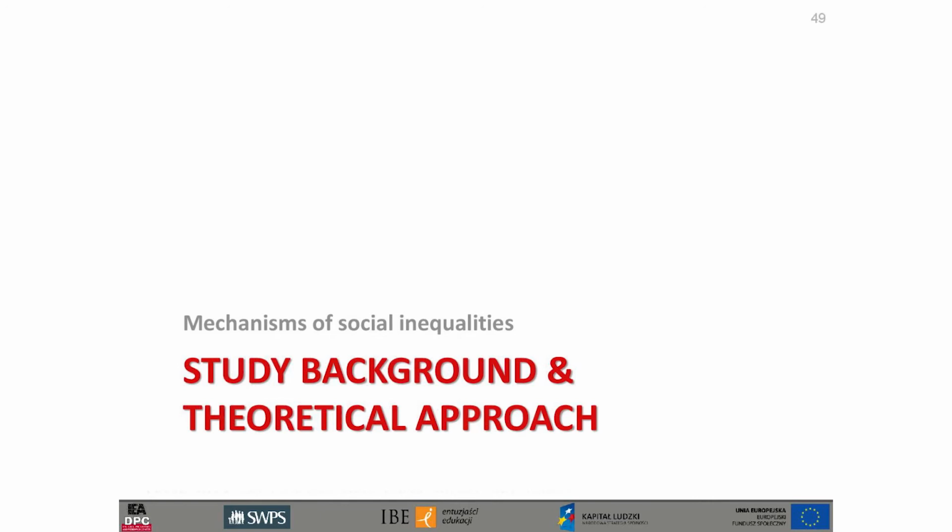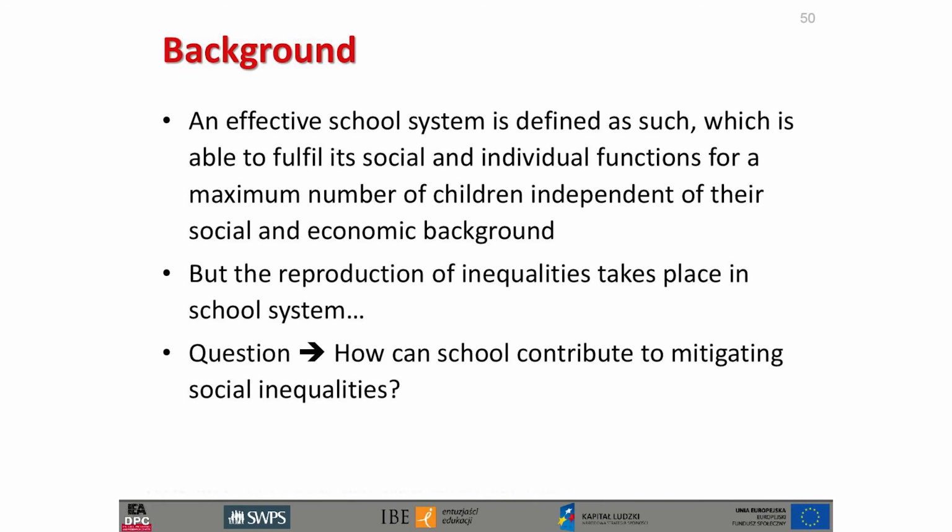So the theoretical approach is based on a definition of an effective school system, which is defined as being able to fulfill its social and individual functions for a maximum number of children independent of their social and economic background. You see already in this definition of the effective school system, we not only consider the student achievement, but also whether we can reach a wide number, a huge number of children. The best case would be to reach all of the children, like in the advertisement of the Filipino movie.